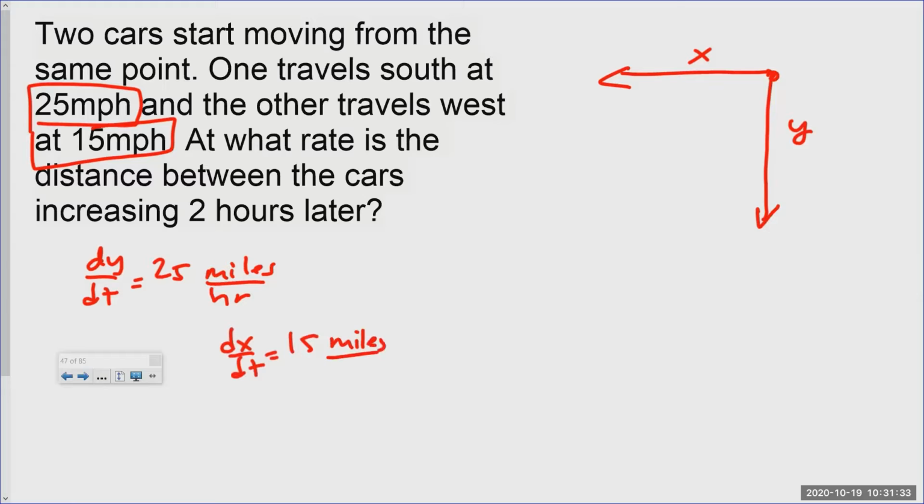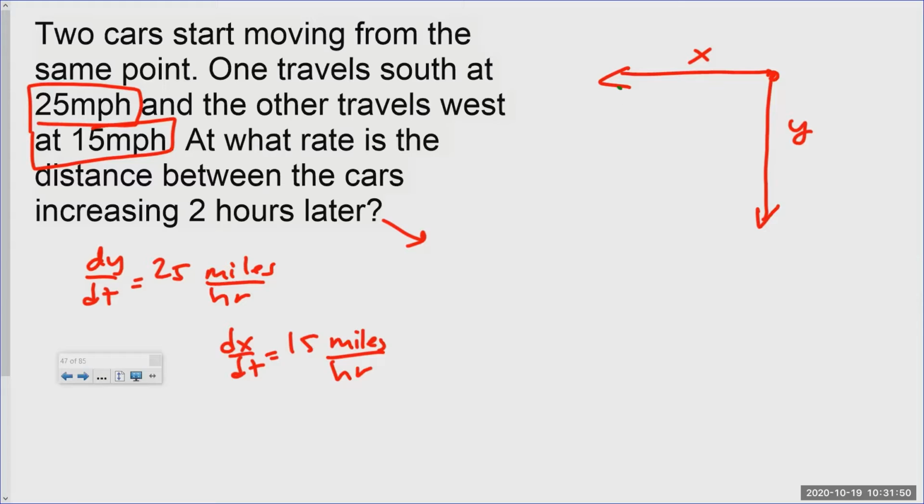Now I'm going to write this miles per hour like this so that we can see that it's really just a fraction, miles over hour. At what rate is the distance between the cars increasing 2 hours later? So what are they asking me for? The rate between the two cars.